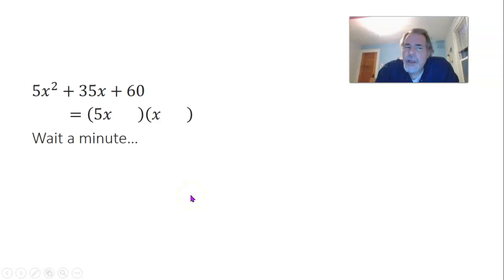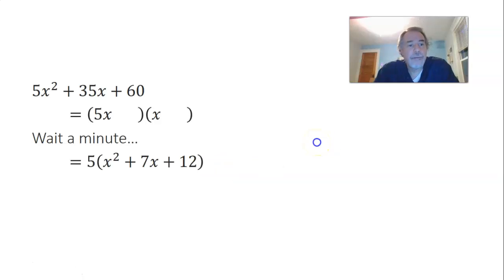But wait a minute. There's something else going on here. Do you see what it is? Before we try messing around with this, we should look to see if there's a common factor that we can factor out. Is there? Why, yes, there is. There's a common factor of 5. All three of these terms can be written as 5 times something else. So before we do anything else, we should pull out that common factor of 5.